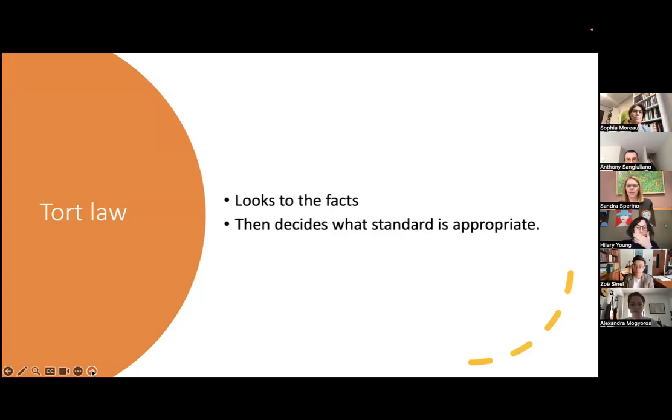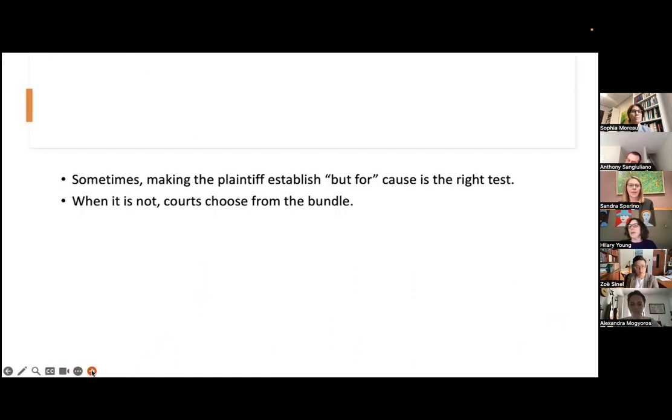So what we do in tort law is not just to say that we have a default rule, but we actually have lots of different rules, and we look at the facts of the particular case, and then we decide which standard from that bundle is appropriate to apply in a particular set of circumstances. And so it's this bundle approach that actually represents a correct articulation of tort law, not that there is just one default standard that is but-for cause.